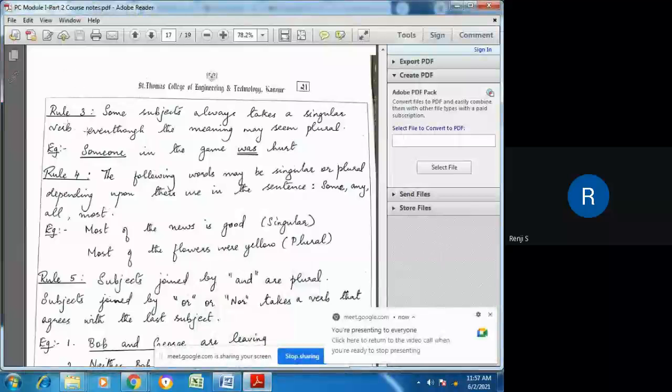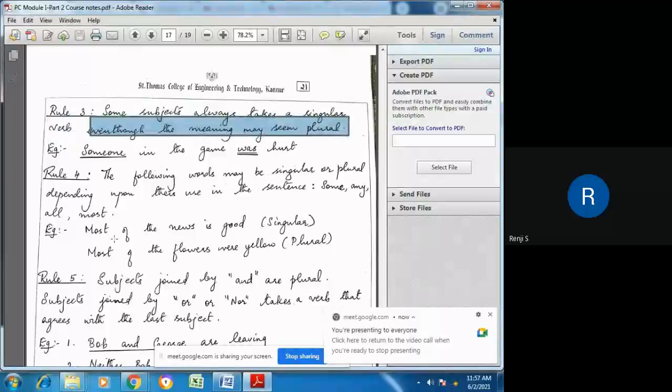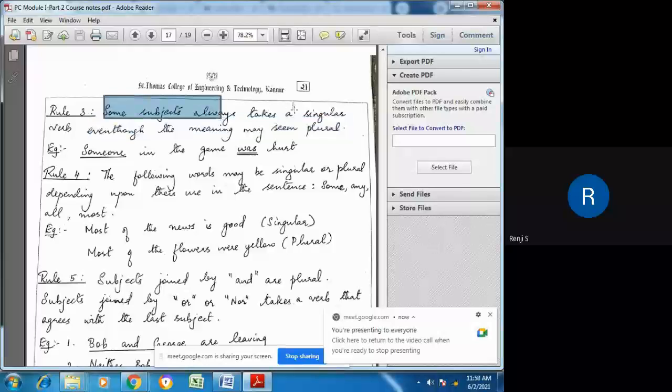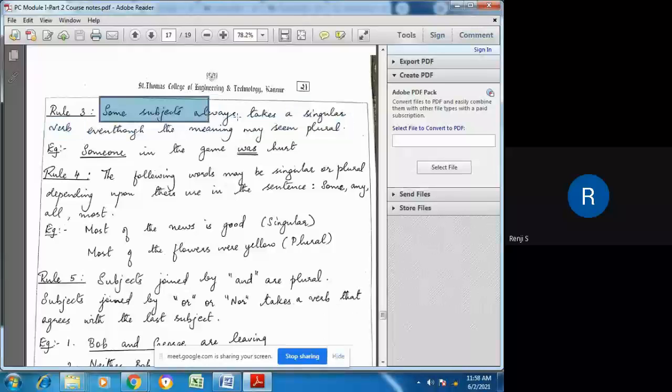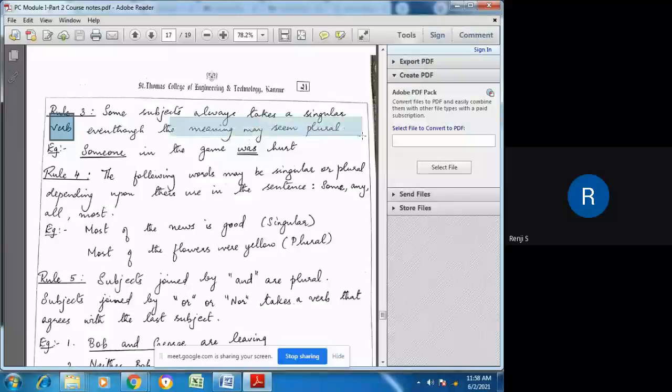Third rule. So the third rule in subject verb agreement is some subjects always take a singular verb. Some subjects take a singular verb even though the meaning may seem plural. They never take a plural verb. There are certain subjects that take only a singular verb even though the meaning of the sentence seems to be plural. So let us see.